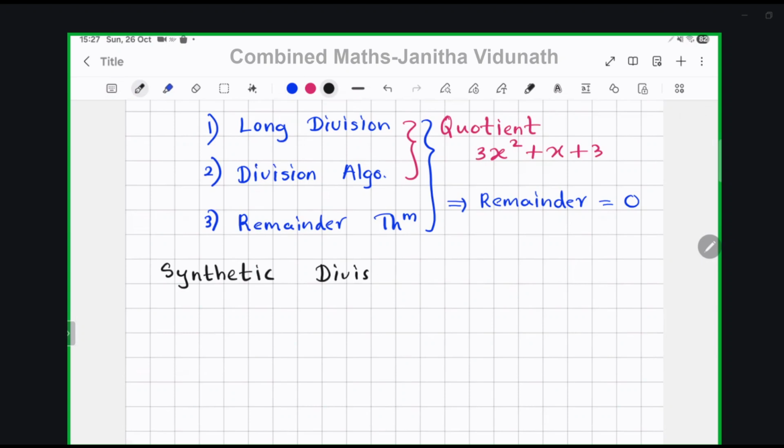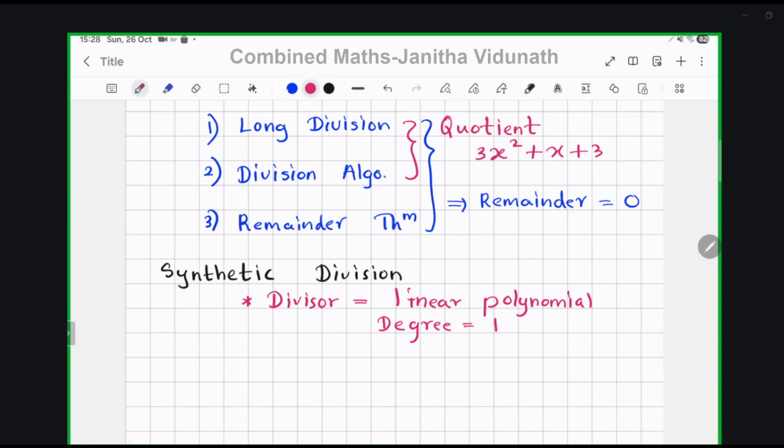It is a very easy and very fast method to get the quotient and the remainder. And this can only be used when our divisor is a linear polynomial. To use this synthetic division, our divisor should be a linear polynomial. That means the degree of the divisor should be 1.